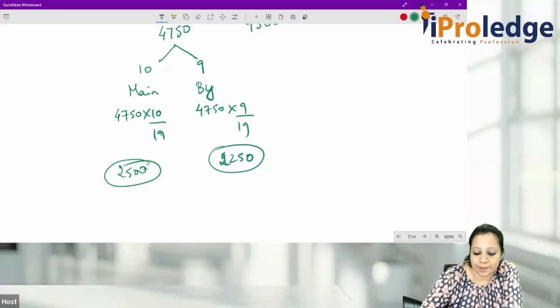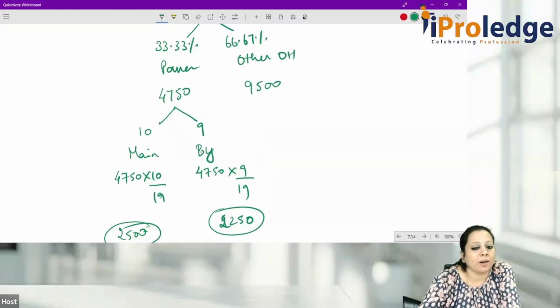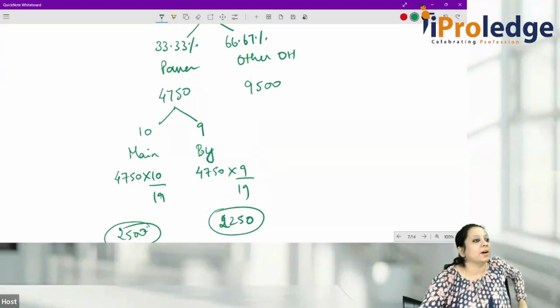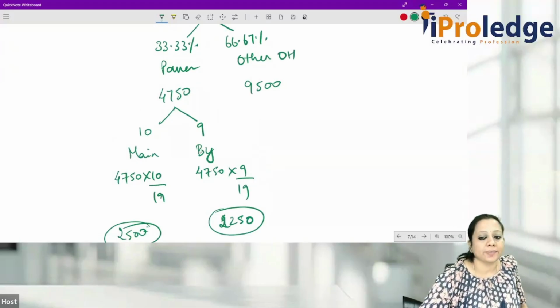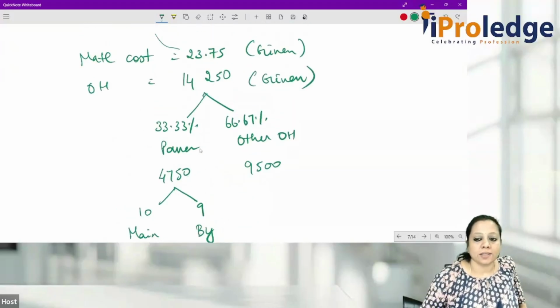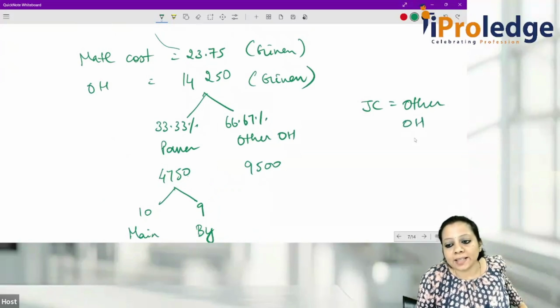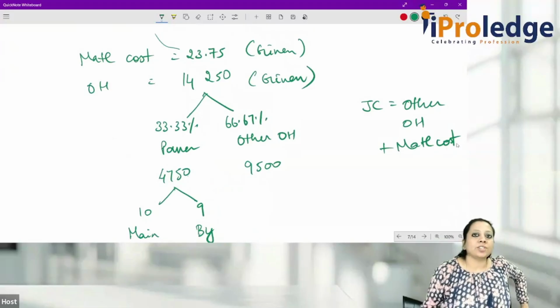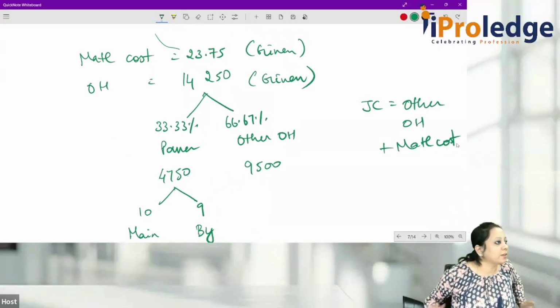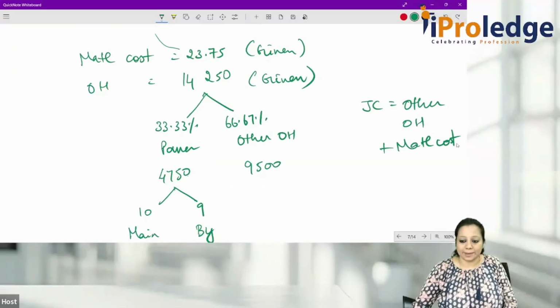Shall we proceed, students? Power we have allocated. What about other overhead? How should we allocate other overheads of 9,500? Joint cost is made of other overheads as well as material cost. So material cost also we should add with 9,500.